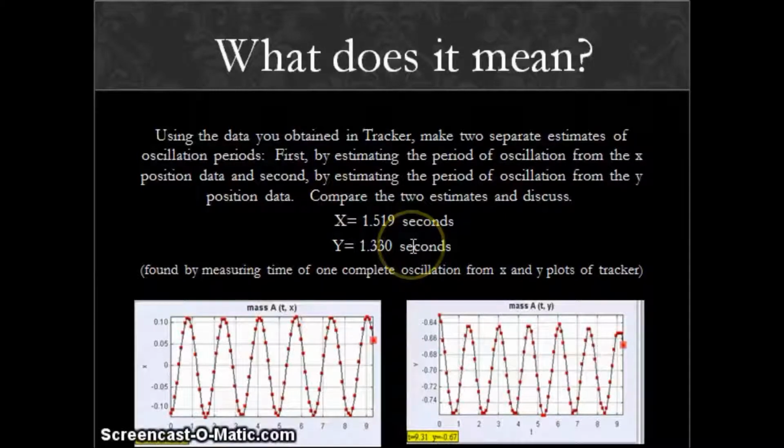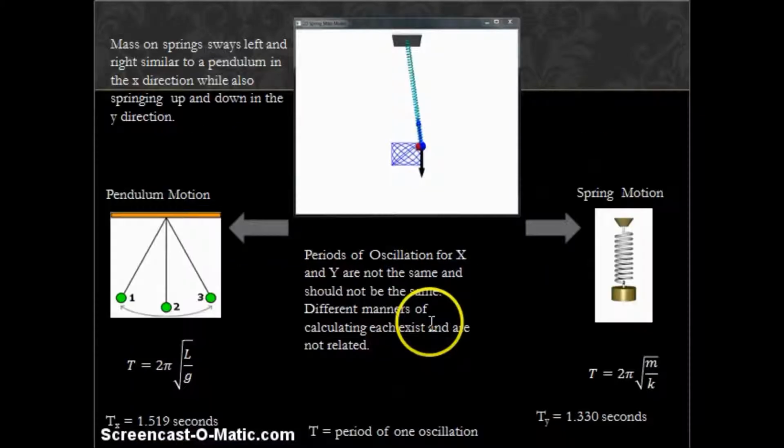For the second question, you're supposed to find the periods of oscillation and just compare them. So I found my x to be that and my y to be a little bit smaller. You just do that from your tracker plots. And they're different, and they're actually supposed to be different.